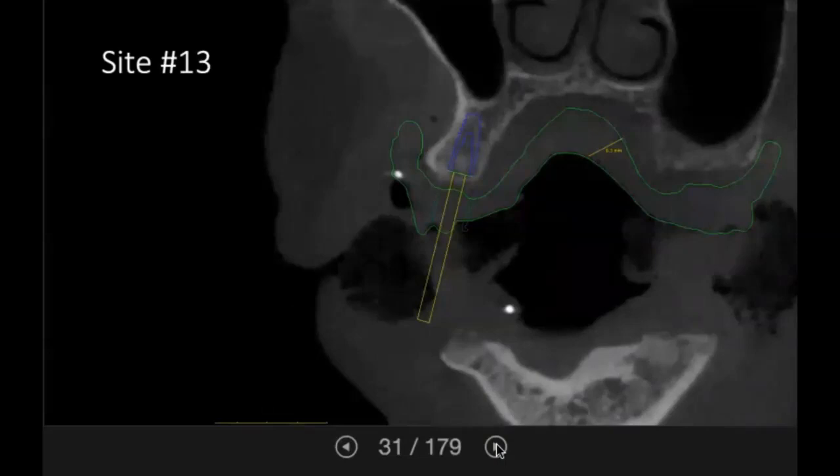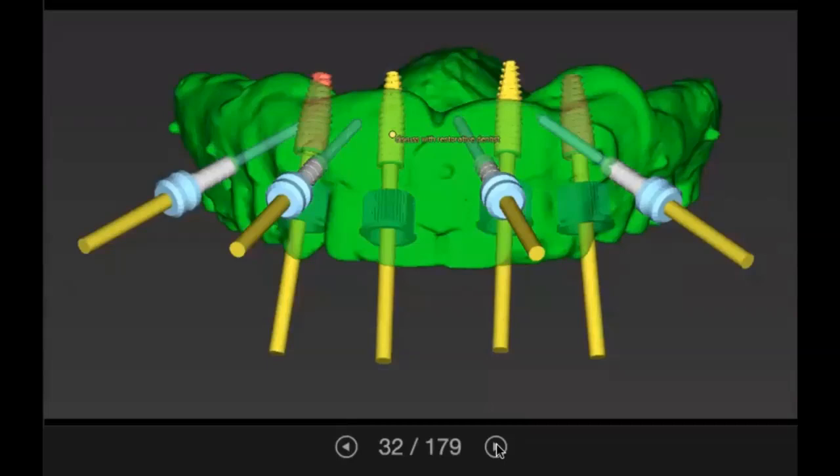Note that all implants will be placed in solid bone with at least 1.5 millimeters of surrounding bone with sufficient Hounsfield units. A 3D rendition of the complete denture with fiducial markers and the 4 maxillary implants in place.